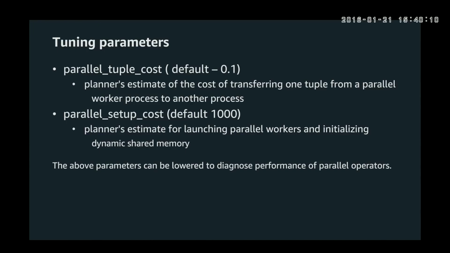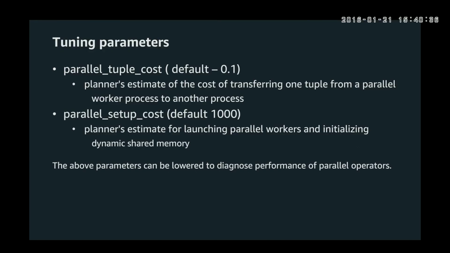Whenever a query optimizer tries to decide whether to use parallel execution or serial execution, it applies these cost parameters to decide the cost of a parallel query, and it also calculates the cost of a serial execution. Whichever one is lower, it picks that for the execution, right? So these are some of the parameters which influence the cost calculations of parallel queries.